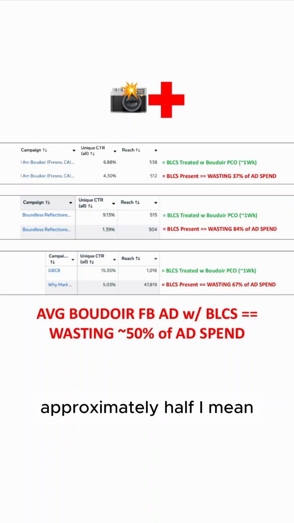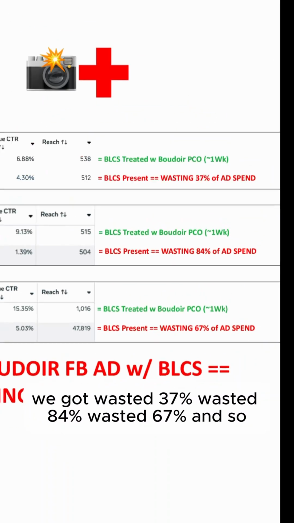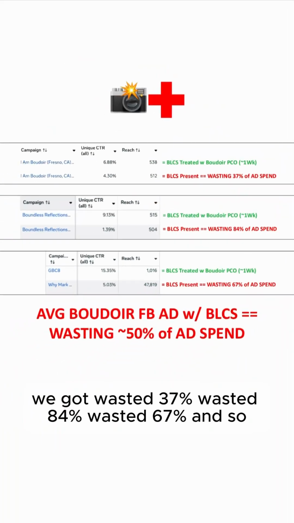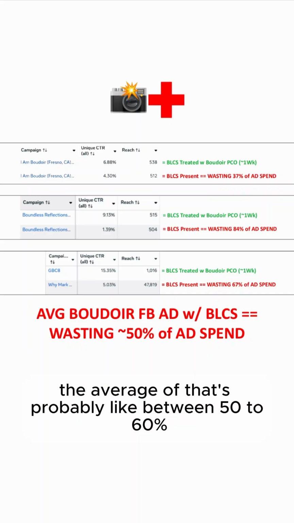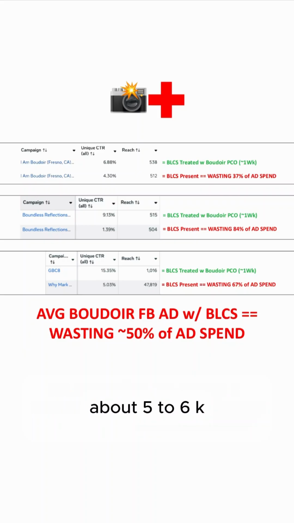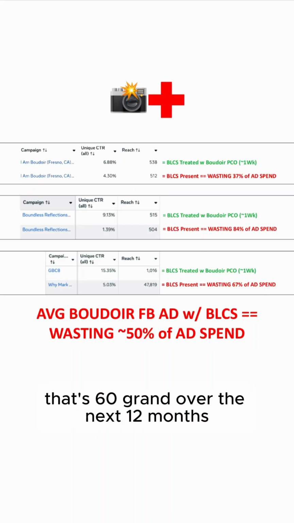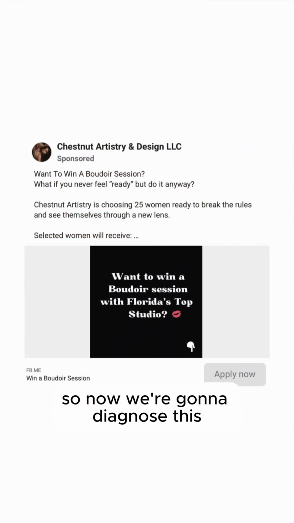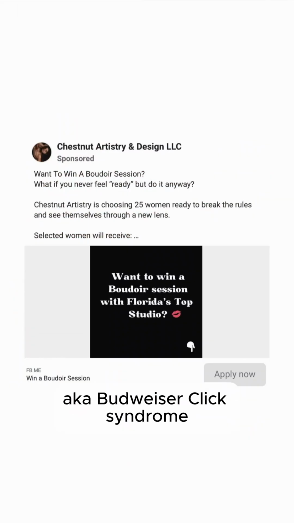Approximately half. I mean, look at the numbers here. We got wasted 37%, wasted 84%, wasted 67%. And so the average of that's probably like between 50 to 60%. So spending 10 grand a month on Boudoir Facebook ads, about 5 to 6K, approximately 5K every month being wasted. That's 60 grand over the next 12 months. Now we're going to diagnose this if we believe it has BLCS, aka Boudoir low click syndrome.